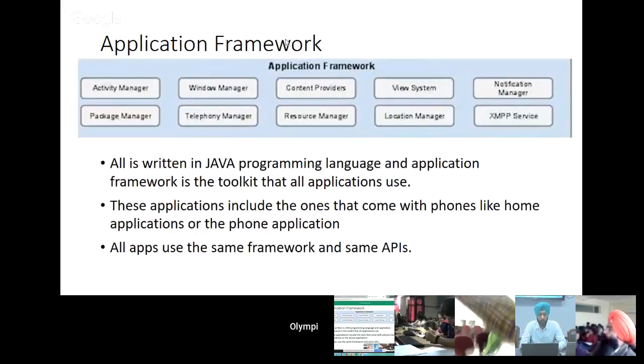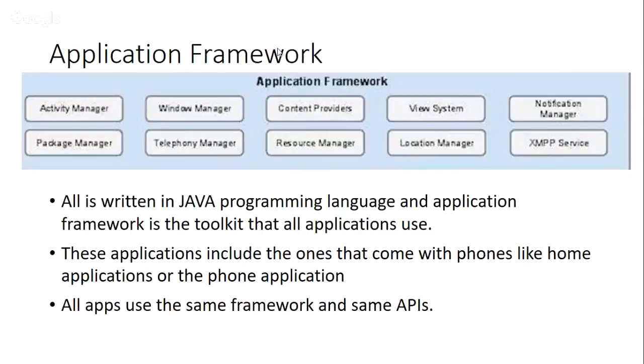Moving further, we also have the application framework. The application framework has many managers. You can see in this slide: activity manager, window manager, resource manager, location manager, telephony manager, and a number of other managers. All are written in the Java programming language, and the application framework is a toolkit which all applications use. These applications include the ones that come with the phones, like the home application or the phone application. These are the managers which are already there inside Android.